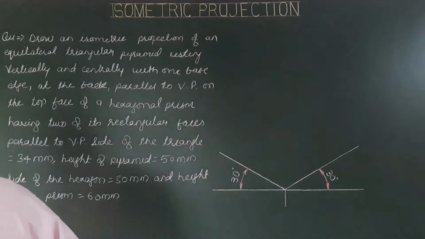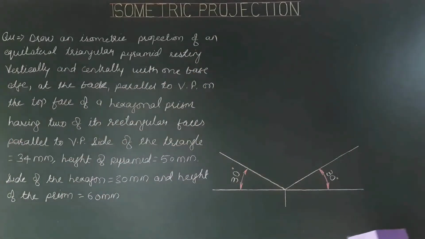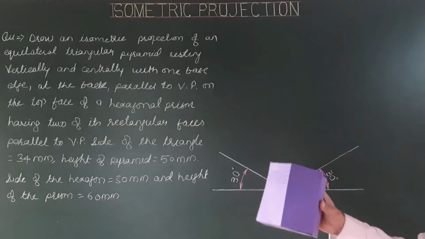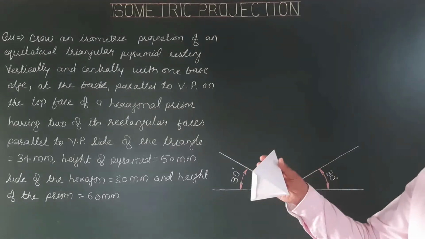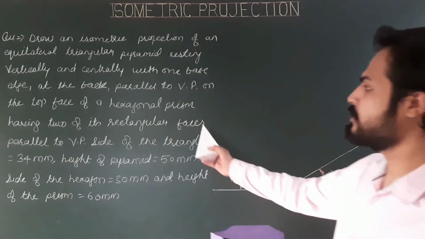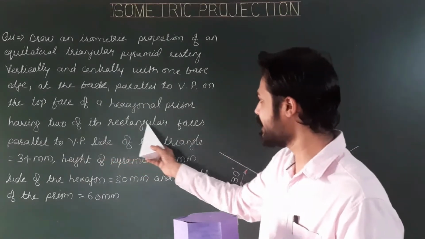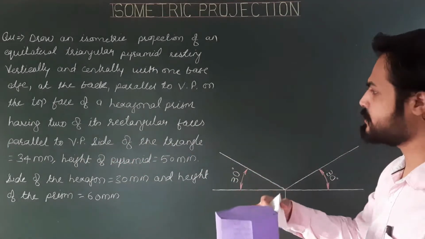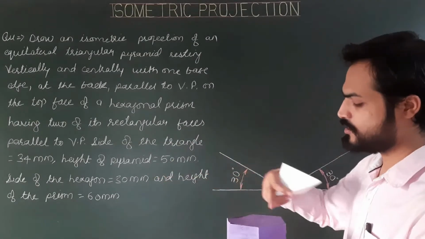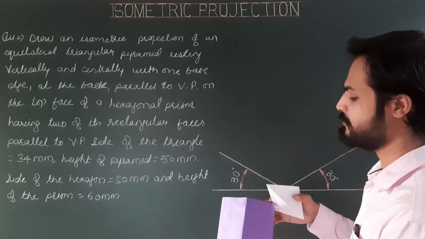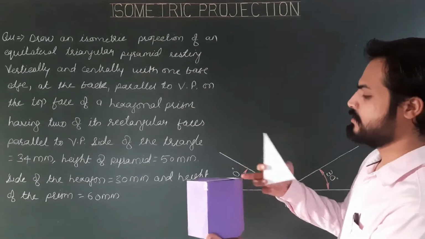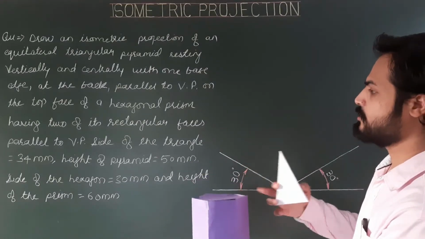So the two solids of the combination are, first, a hexagonal prism and second, a triangular pyramid. For the hexagonal prism, two of its rectangular faces are parallel to VP. So these two opposite rectangular faces are parallel to VP, and it is resting on its hexagonal base.